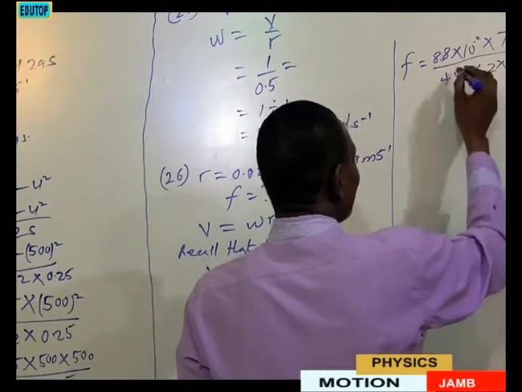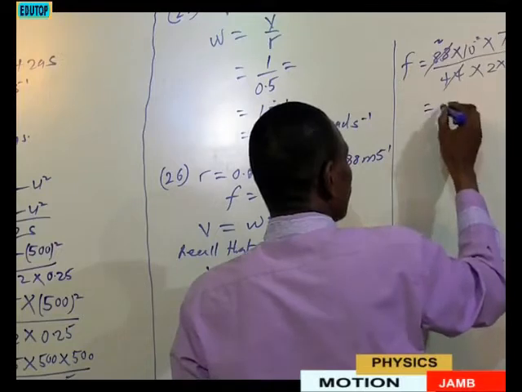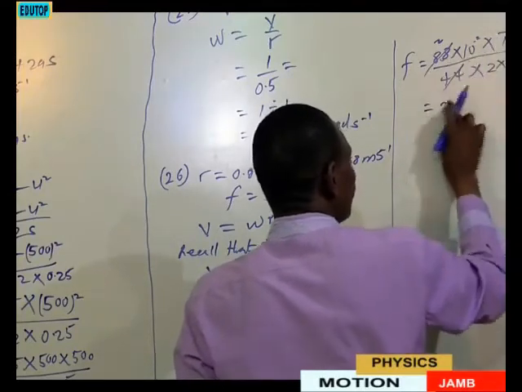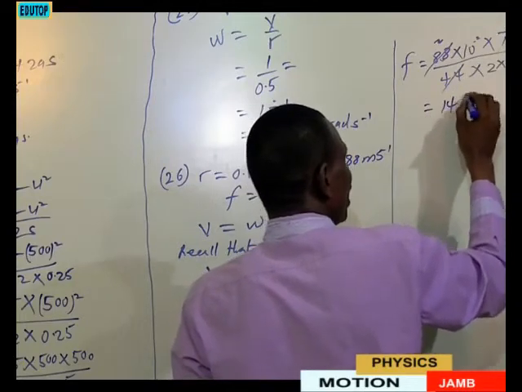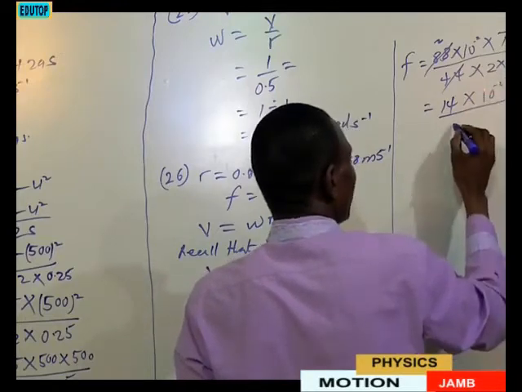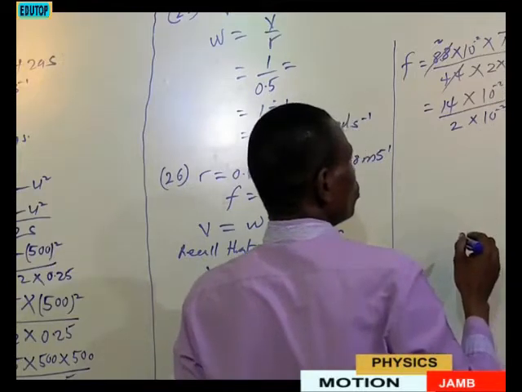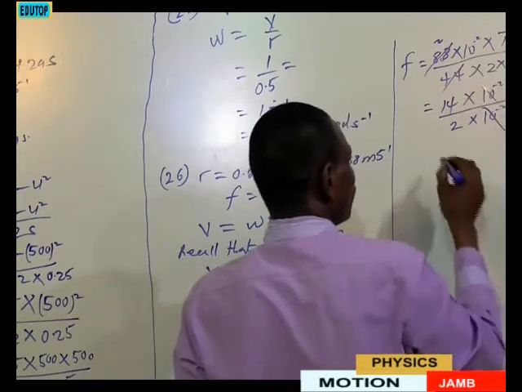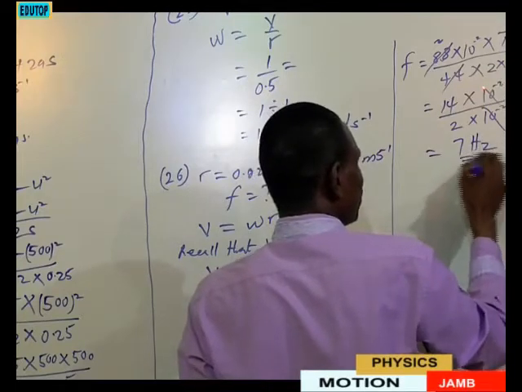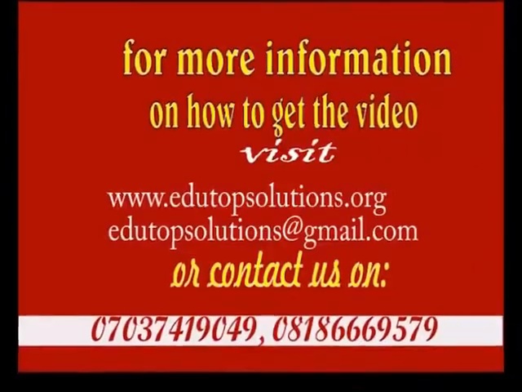You can take this, cancel this. This is 2. 2 times 7 will give us 14. 10 times 10 raised to power minus 2. We are still going to have 2 times 10 raised to power minus 2. This cancels this. 7 hertz. The unit of frequency is what? Hertz. 7 hertz.